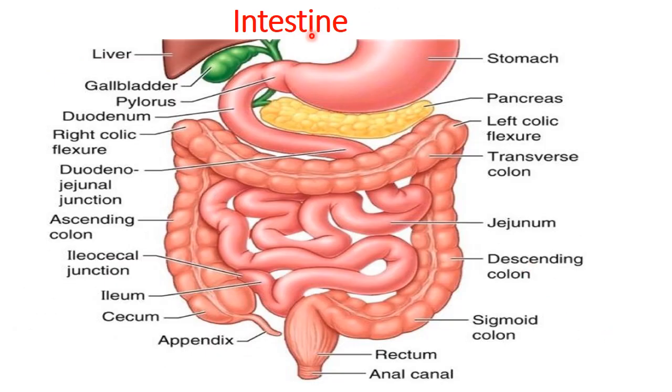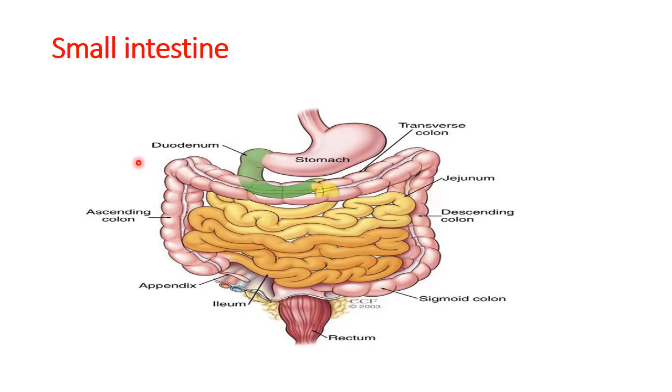Next part of the alimentary canal is the intestine. Here we have the small intestine and the large intestine. First we are going to study the small intestine. The small intestine consists of three parts. One is the C-shaped, or U-shaped, duodenum portion, then the jejunum portion, and last, the highly coiled portion, the ileum. The ileum opens into the large intestine by the ileocecal valve.